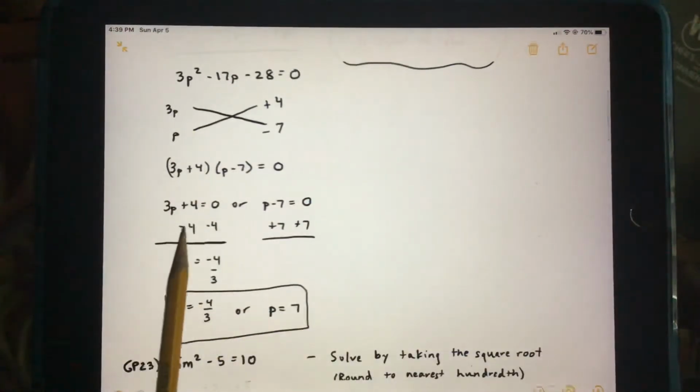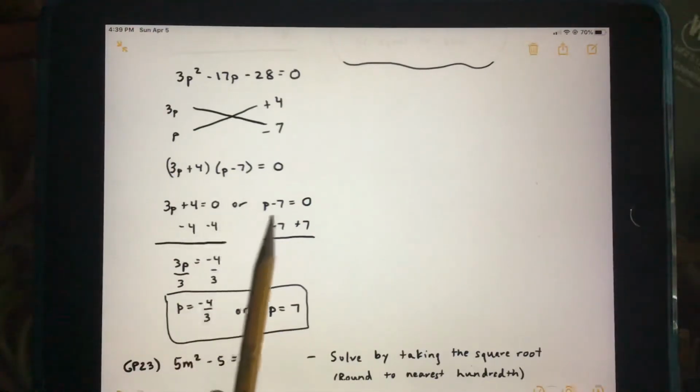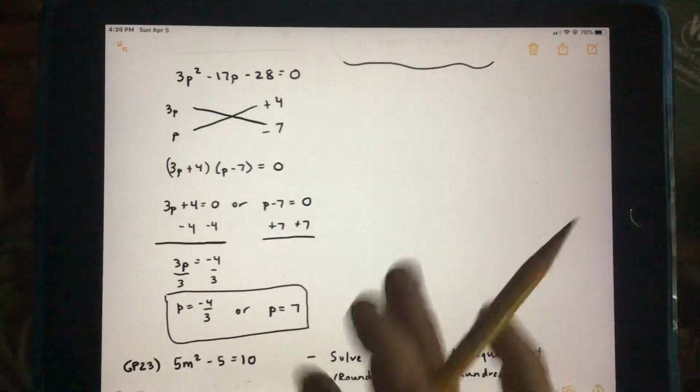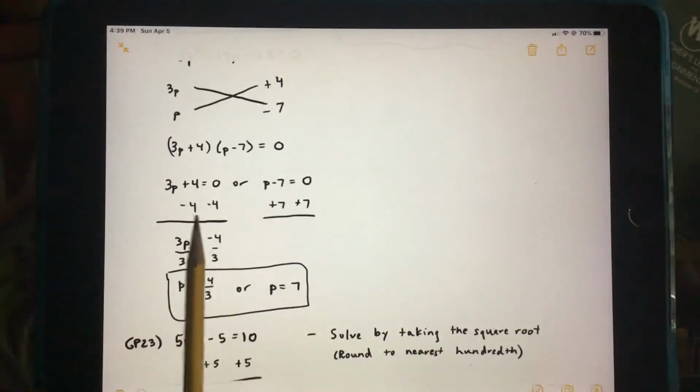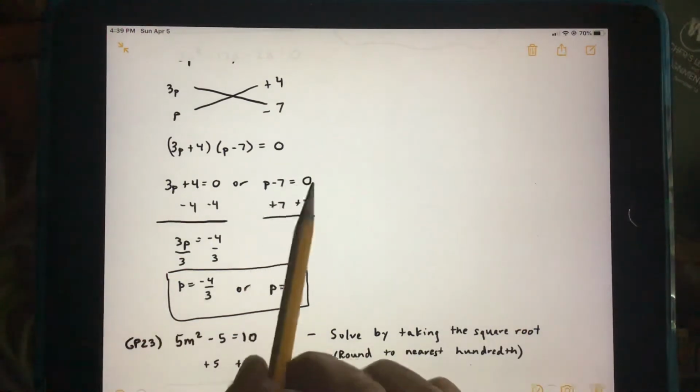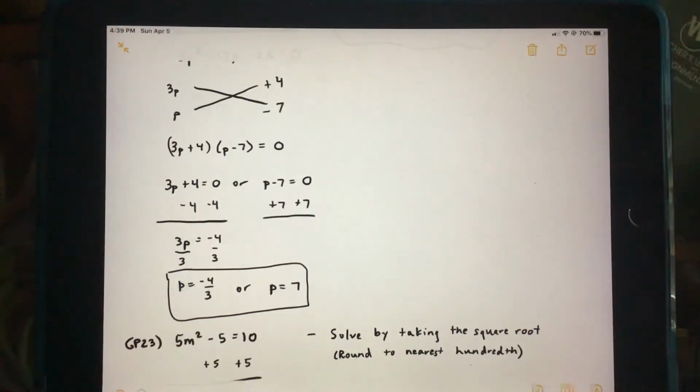So here we are setting 3p plus 4 equals 0, and here we are setting p minus 7 equal to 0. On this equation, subtract 4 on both sides, and then divide both sides by 3, and you'll have p is equal to negative 4/3. Here, p minus 7 is equal to 0, add 7 to both sides, and we'll find that p is 7. And we have now finished solving this equation by factoring.